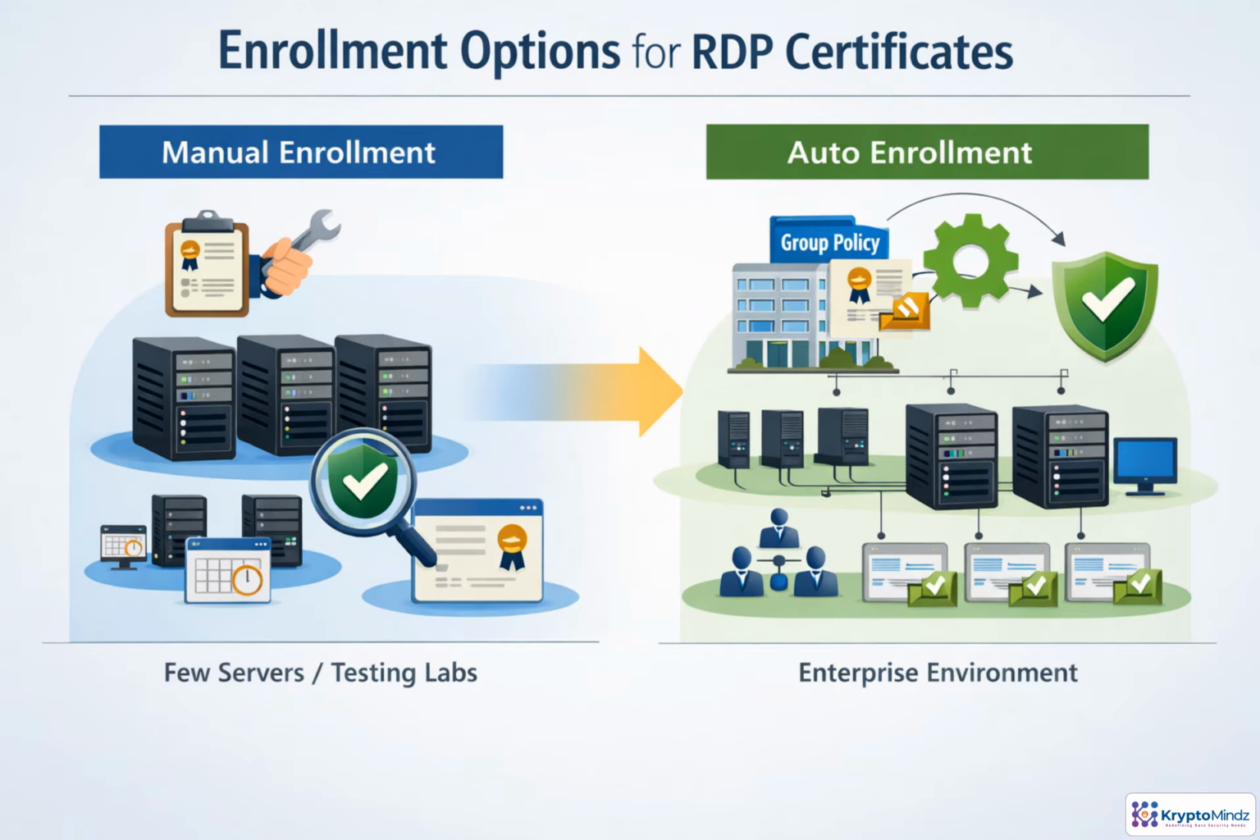Choosing how to enroll RDP certificates is about scale and consistency. Manual enrollment works for a handful of lab or test servers. You touch each machine, so you get very tight control, but it doesn't scale and renewals become a tracking problem. Auto-enrollment via group policy is ideal in a domain. Templates, group-based permissions, and automatic renewals give you predictable, repeatable deployments across many servers.